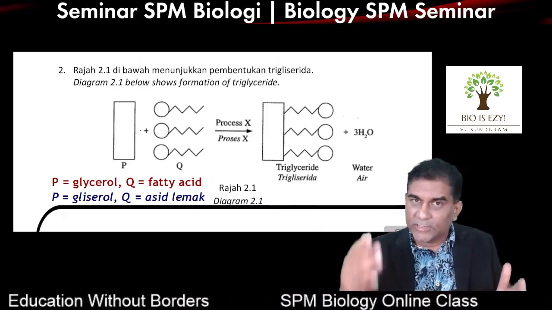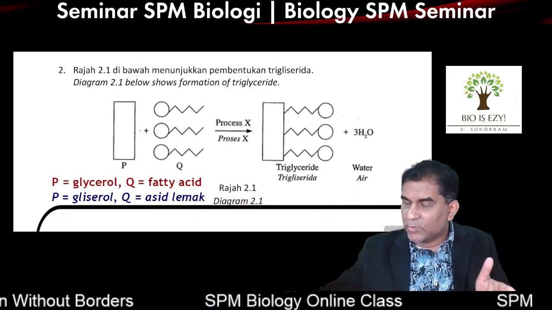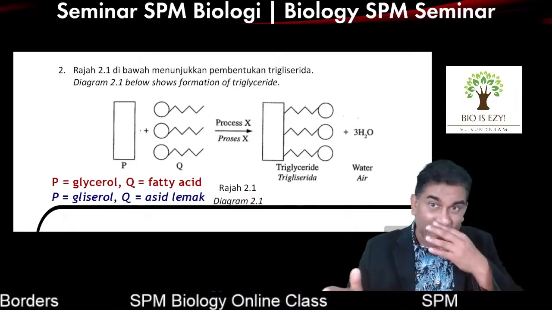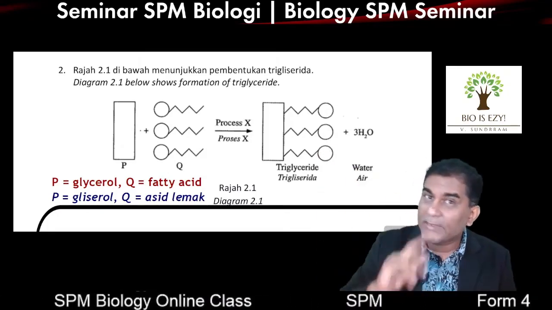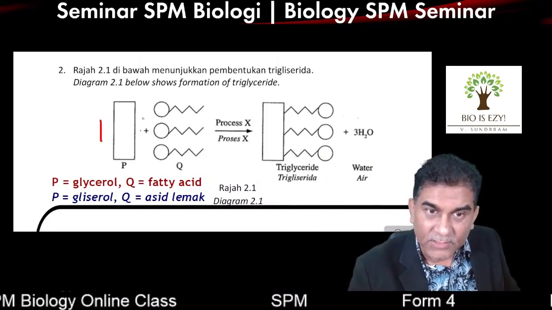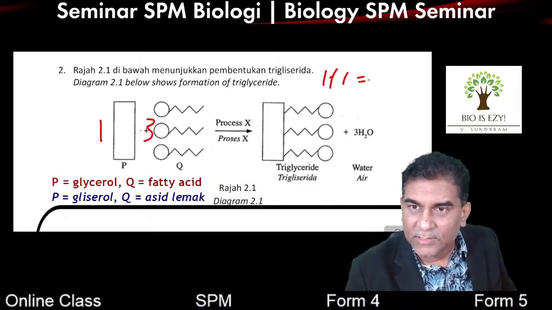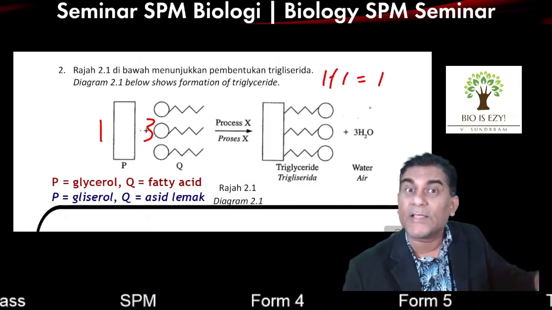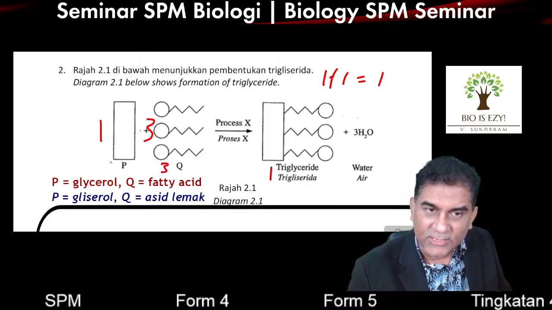You take protein, one amino acid, condensation, another amino acid, you get one dipeptide. So it tends to be 1 plus 1 is 1, for carbohydrate like that, for protein also like that. For lipid, it is not like that, because in here, this is 1, this is 3. So the normal rule is 1 plus 1 is 1 for carbohydrate and protein, but only for lipid, 1 plus 3 is 1. You get 1 triglyceride, but you need 3 fatty acids and 1 glycerol.